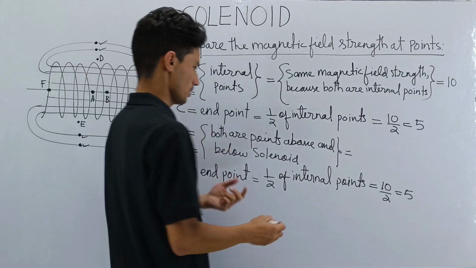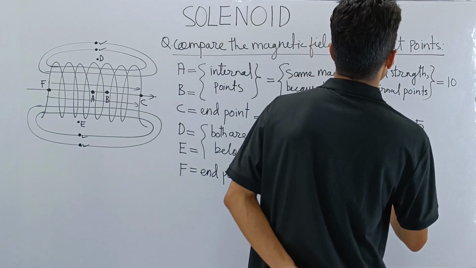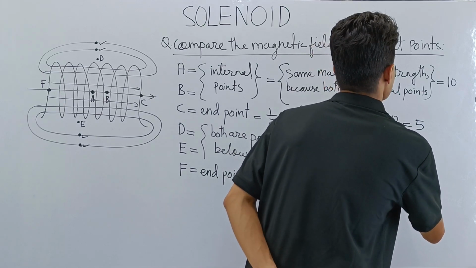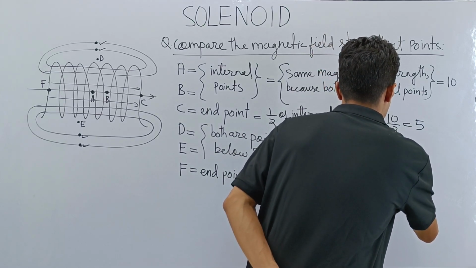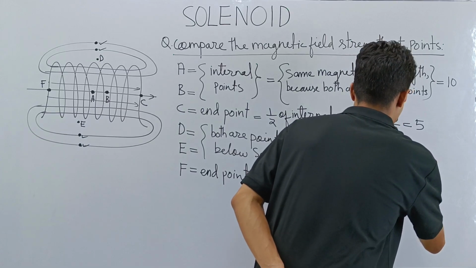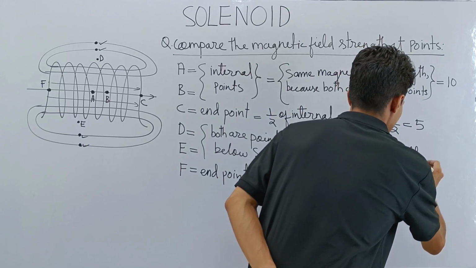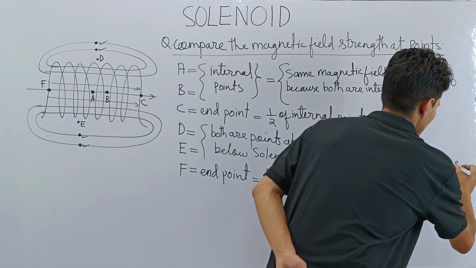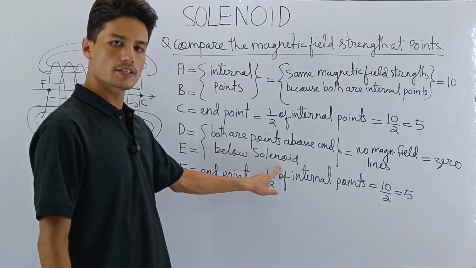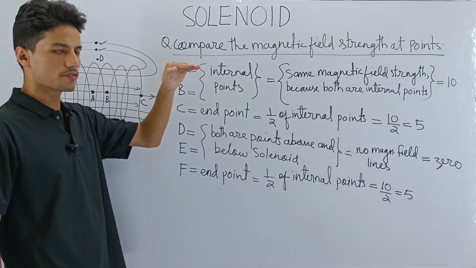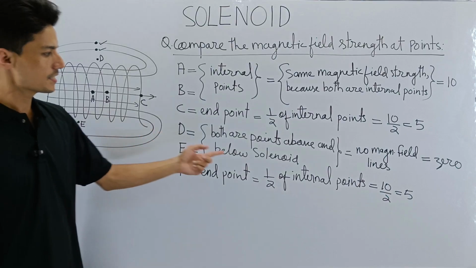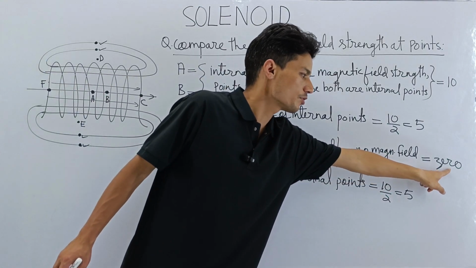So remember this. What do we write here? No magnetic field lines, so the magnetic field strength will be 0. Both points, immediately above and below the solenoid, don't have magnetic field lines. Since they don't have magnetic field lines, the magnetic field strength will be 0.